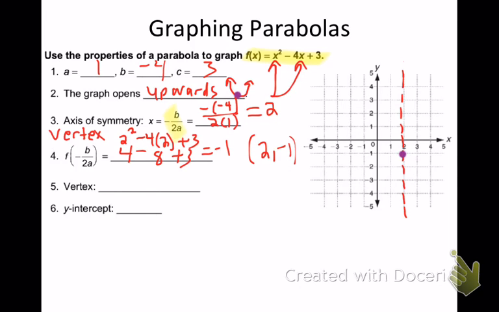Oops. I guess I should write that down there. Next, what's my y-intercept here? My y-intercept is 3, or the coordinate (0, 3). So I plot (0, 3).